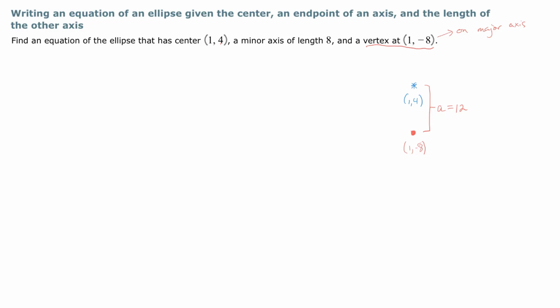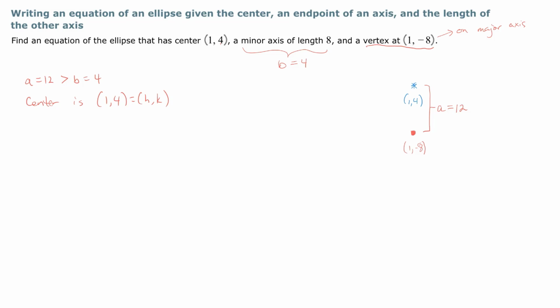The minor axis has length 8. So if we take this information here, we know that B is 4. So we have A is equal to 12, which is more than B, which is equal to 4. And we have the center already. The center is (1, 4), which we will call (h, k).